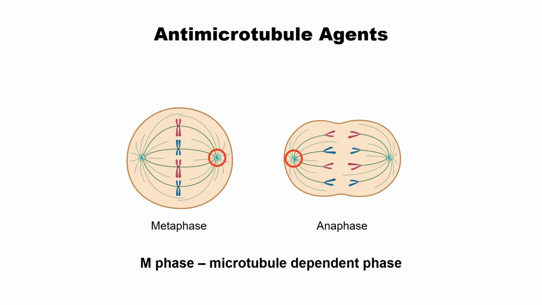The last kind of chemotherapy is anti-microtubule agents. When the cells enter M phase, the two sets of chromosomes are aligned, and then microtubules attach to the chromosomes and pull them over to each end of the cell. So the microtubule is an important machinery for cell division.